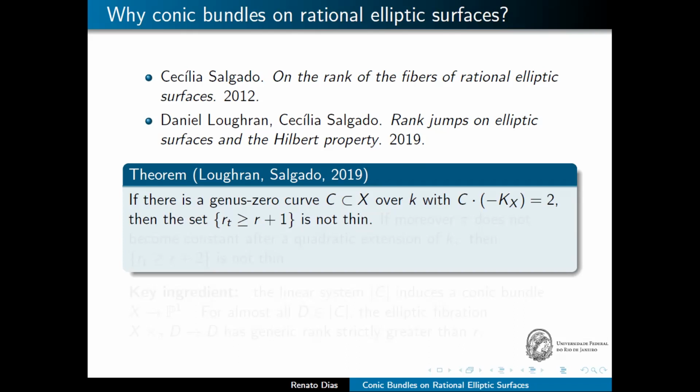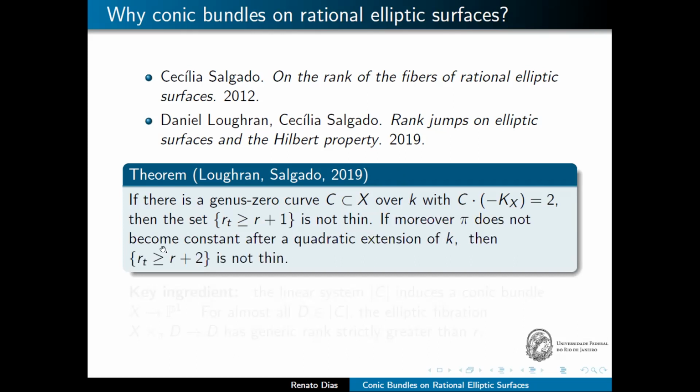But not only that, not thin has to do with the Hilbert property for varieties, which is an important concept in arithmetic geometry. Moreover, if pi does not become constant after a quadratic extension of K, then this set is also not thin. So that's a very interesting result.